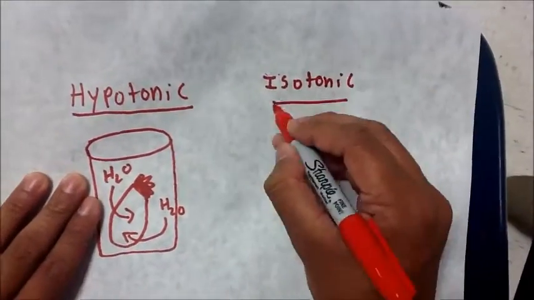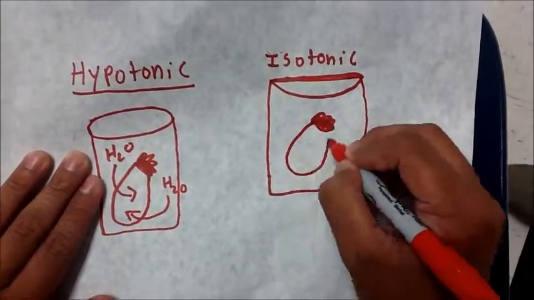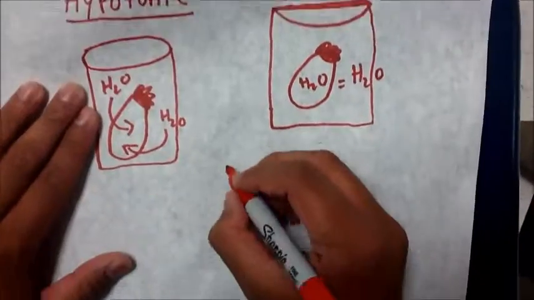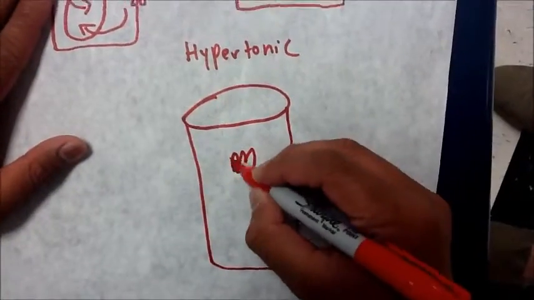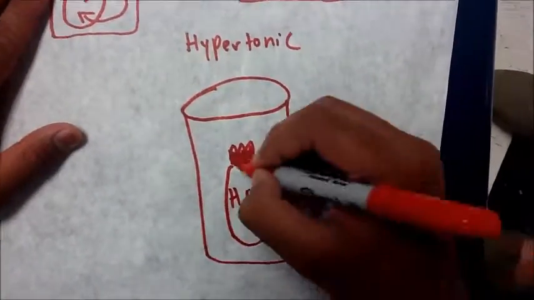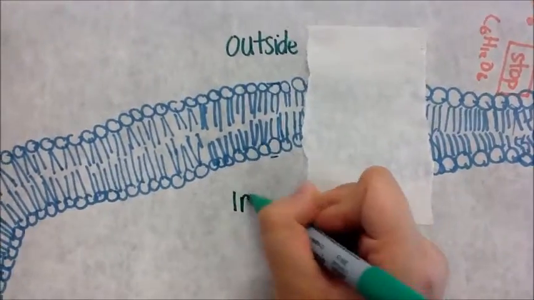Other methods of transport require cellular energy and are called active transport. Active transport requires cellular energy, also known as ATP, and occurs when a cell actively pumps a molecule across the membrane against the natural direction of the concentration gradient.